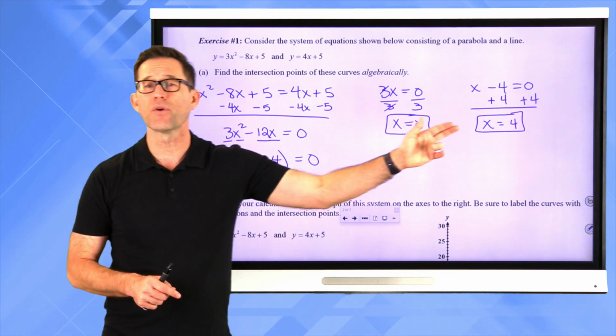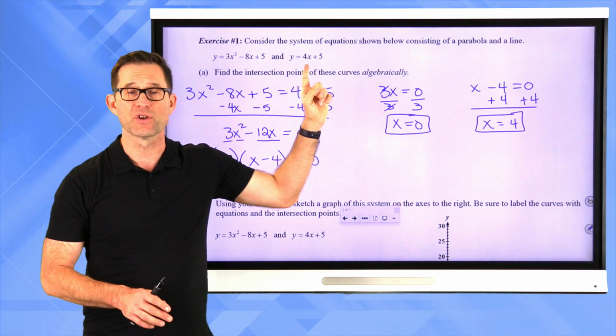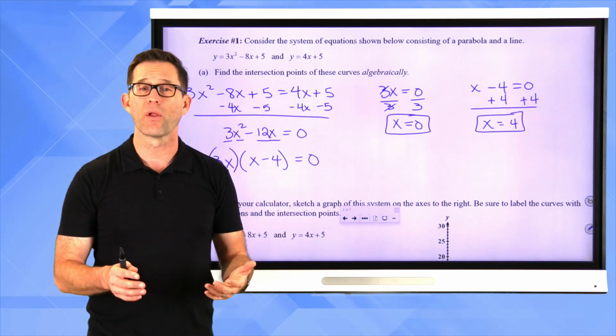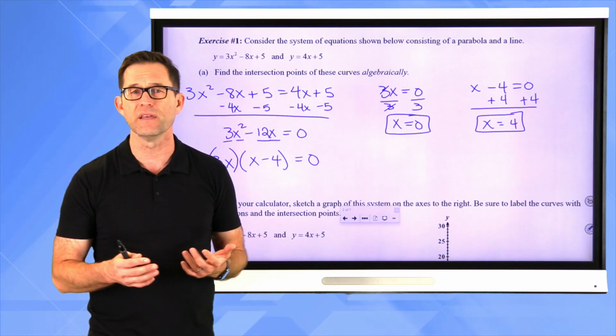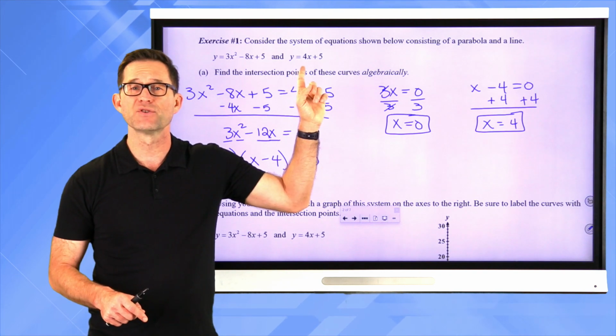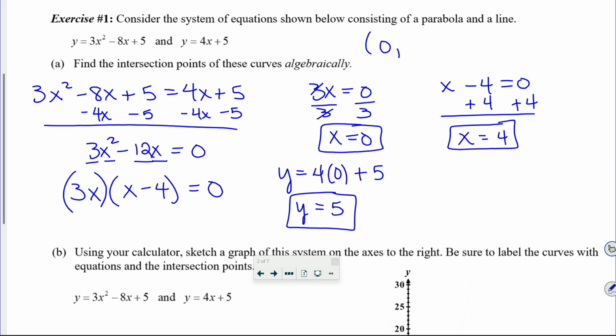Now we could take either one of these and substitute them into this equation or this equation, and it really doesn't matter. And given that you have a calculator with the store feature and all of that, it's probably equally easy either way. For now, because I don't want to quite break out the calculator yet, I'm going to just throw them into this equation. So here I'll have y equals 4 times 0 plus 5. 4 times 0 is 0, plus 5 is 5. So that means one of my intersection points is 0, 5.